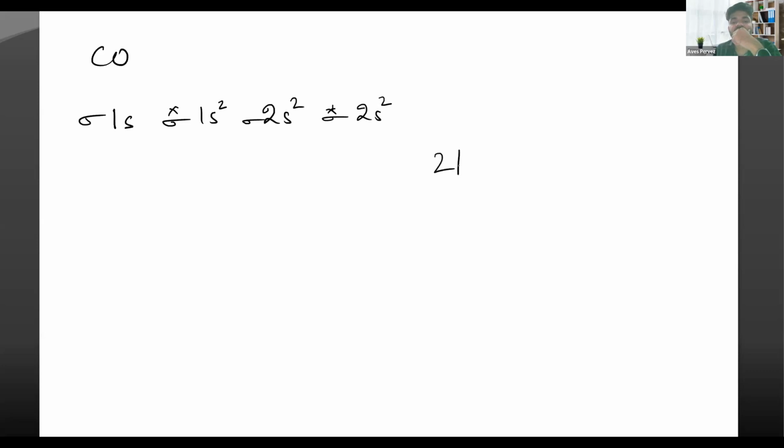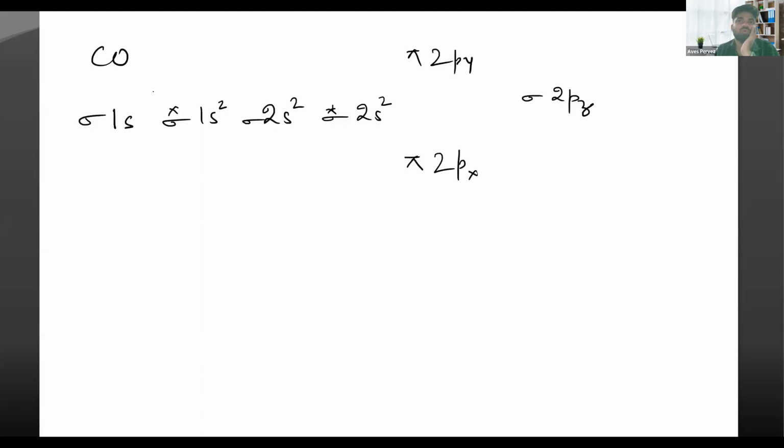So we'll have first 2px and then 2py, and this will be pi, this will be pi, and then we'll have sigma 2pz. Okay, then anti-bonding 2pz. So if I'm going to calculate the electronic configuration, how will you do the electronic configuration on this one?